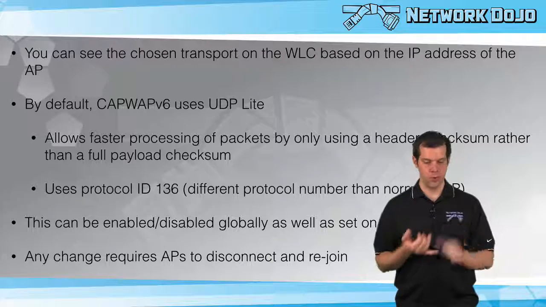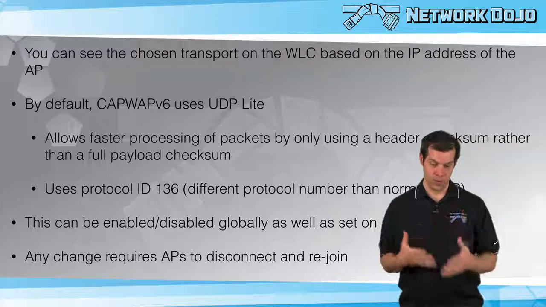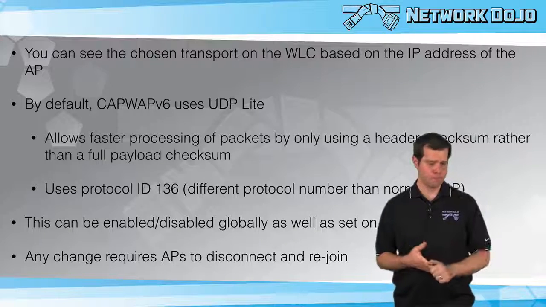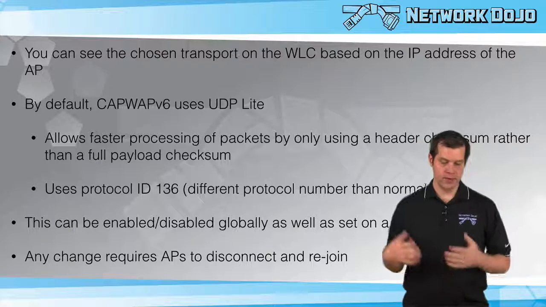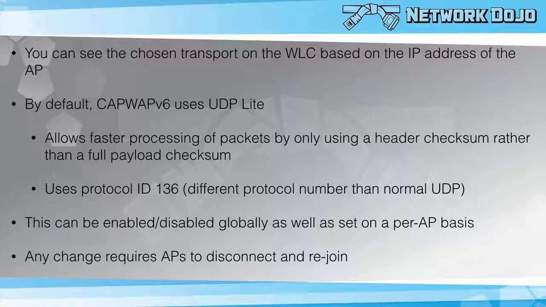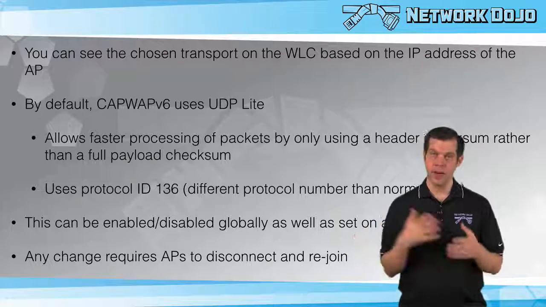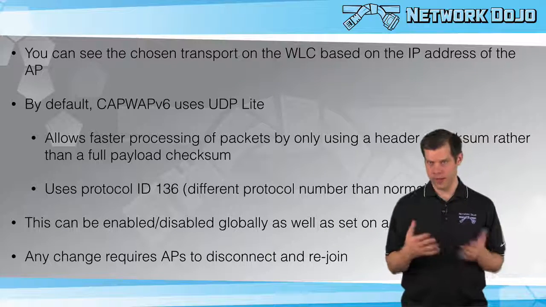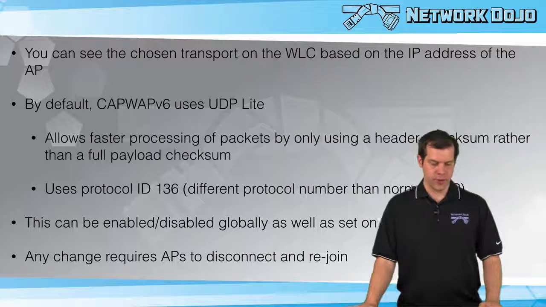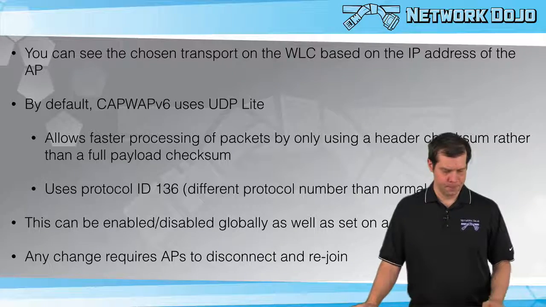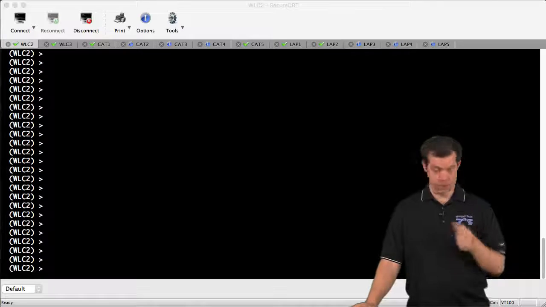You would need to tell them protocol 136 with, you know, port 5246 needs to be open. And so we can either turn this on or off globally, and the APs will normally follow in line, or we can do a per AP configuration of this. So we could maybe have it on globally and turn it off on one AP or two APs, or vice versa. But if you do change it, it does force the APs to disconnect and then reconnect. But they don't have to go through a full reboot.